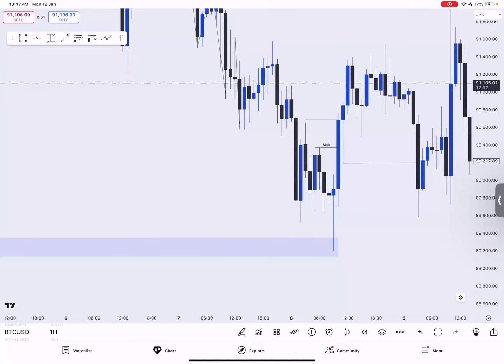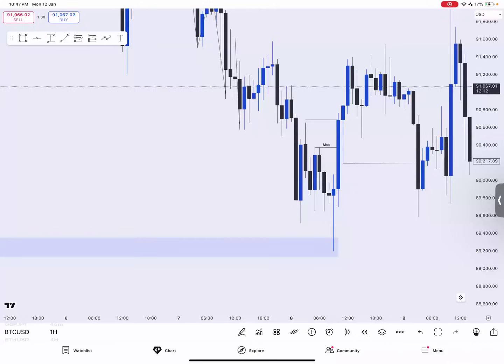Now that we've gotten the liquidity part of the strategy, it's time to move on to the point of interest where we can actually get into the market. There are two POIs that I pay attention to, two points of interest that I trade. The first one is an order block. Then the second one is basically a combination of breaker block, mitigation block, rejection, all those blocks.